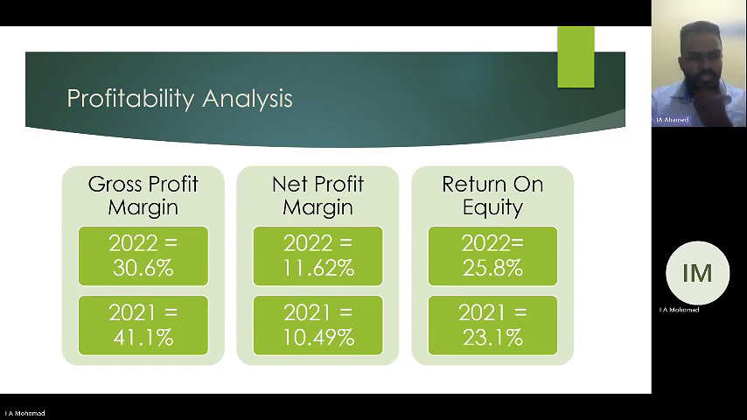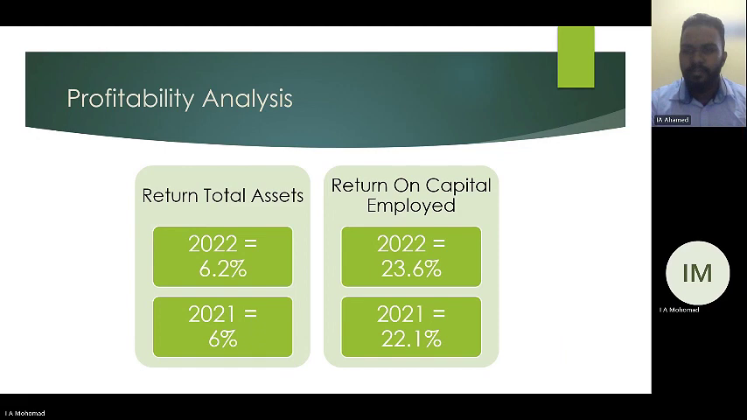In 2021, the ROE, return on equity, was 23.1%. In 2022, it went higher by 2.8%, to 25.8%. It might have used good business methods or seen its business operations grow.